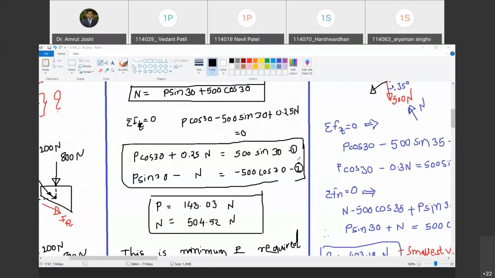Yes, sir. And my calculator was in radian mode, and therefore the answer I gave for P yesterday was not correct. But now I have corrected that. If you solve these two equations by keeping your calculator in degree mode, you are going to get the value of P as 143.03 Newton and normal reaction as 504.52 Newton. Are you with me? Yes, sir.